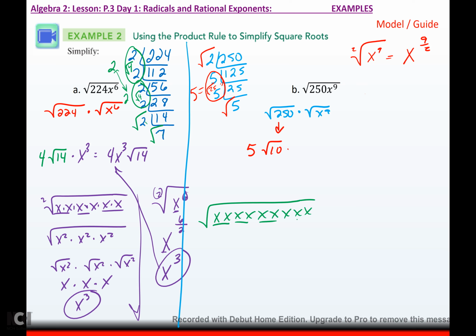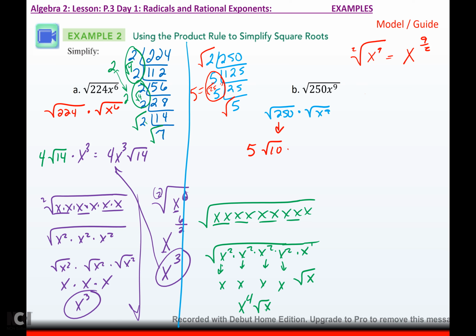Bundle. I get the square root of x squared times x squared times x squared times x squared times x. Now split them. This would be x, this would be x, this would be x, this would be x, and this guy has to stay back in because he doesn't have enough power to get out. So I get x to the 4th times the square root of x.